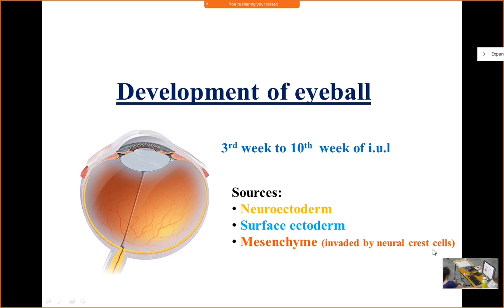Not only the neural crest cells, they also invade the surface ectoderm and the neuroectoderm. So the neural crest cells also take an important part in the development of the eyeball. So the neuroectoderm, surface ectoderm, mesenchyme, and the neural crest cells. Okay.